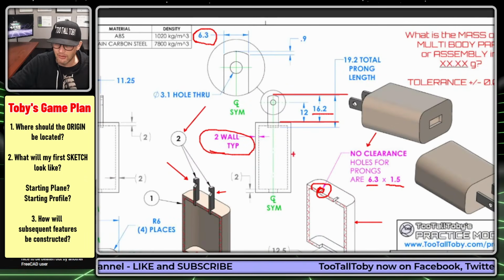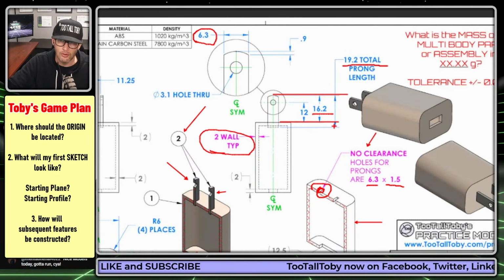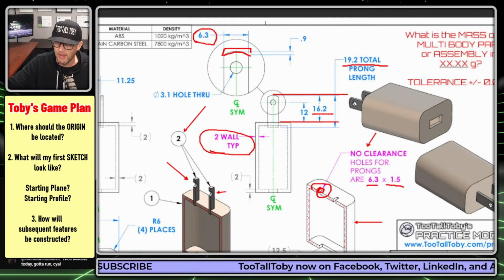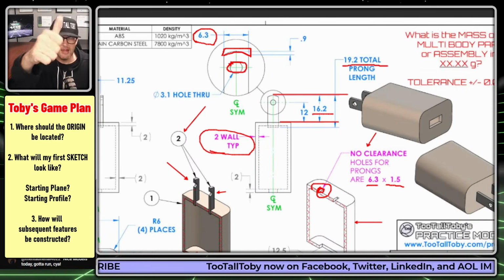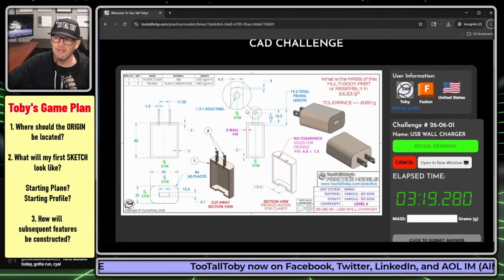And then I'll take that and I'll extrude it down to the total length of the prong, 19.2, the total length of the prong. And then once I've got that, I can get in here and do a cut. I can cut this shape away, and then maybe another cut here to cut these holes through. And then that should be it. I should be done with that model. Assign the correct materials to each of those bodies, and I should be good to go.